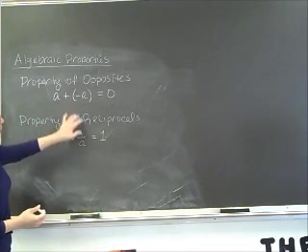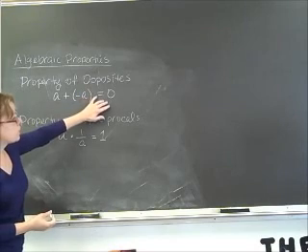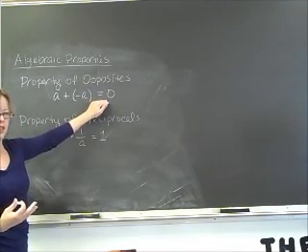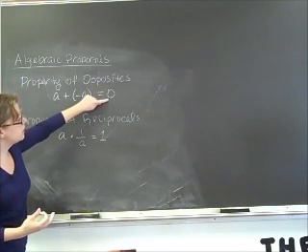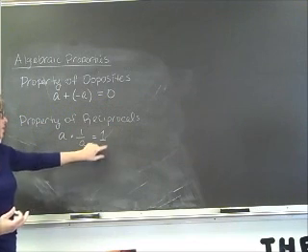And notice that in both of these, the property of opposites and the property of reciprocals, your result is the identity element for that operation. So 0 is the addition identity element, 1 is the multiplication identity element.